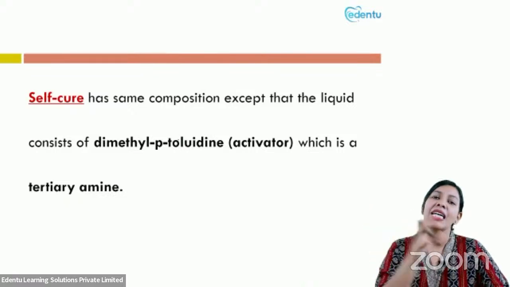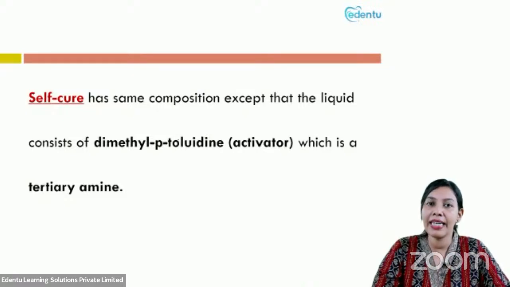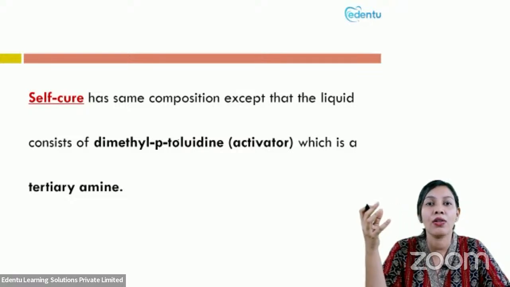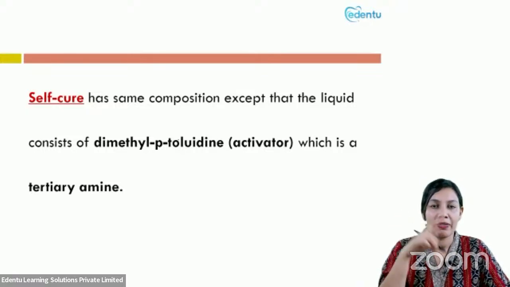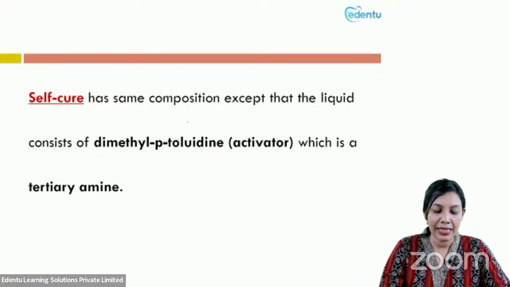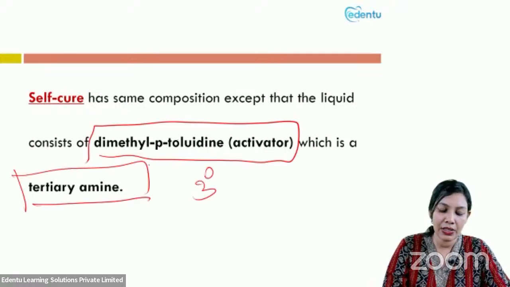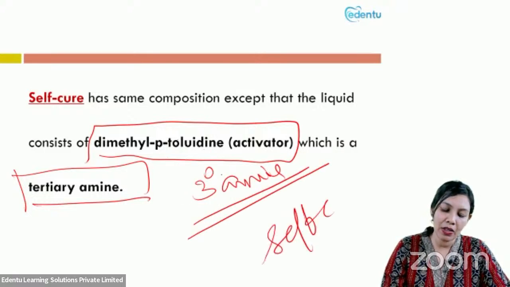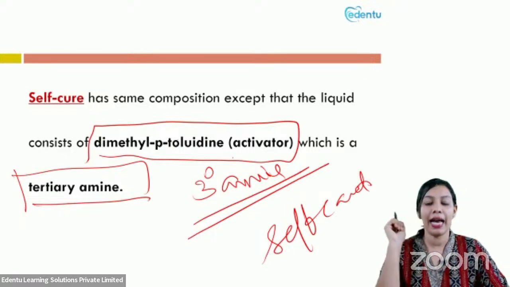What is the composition? Same as that of the heat cure, except one thing. We have already studied that for the liquid, we are not providing any heat from outside for activating benzoyl peroxide. So we need a chemical inside, that is N,N-dimethyl para-toluidine, which we have already studied. That is the activator. It is also called a tertiary amine. That is very important. Tertiary amine is only seen in self-activated, because these are the self-activators that are required in a chemically activated acrylic powder. Hope you understood.